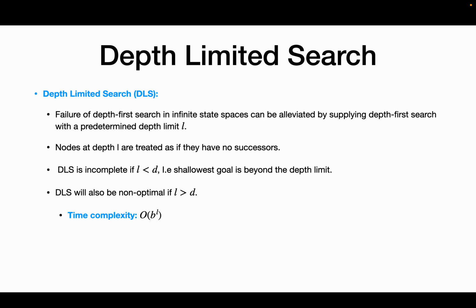The time complexity is once again order of b power L, which is similar to b power m, which we saw in DFS. So when L is m, it is nearly the same, whereas the space complexity is order of bL, where b is the branching factor and L is the limit of the depth limited search. When L is equal to infinity, depth limited search becomes depth first search.